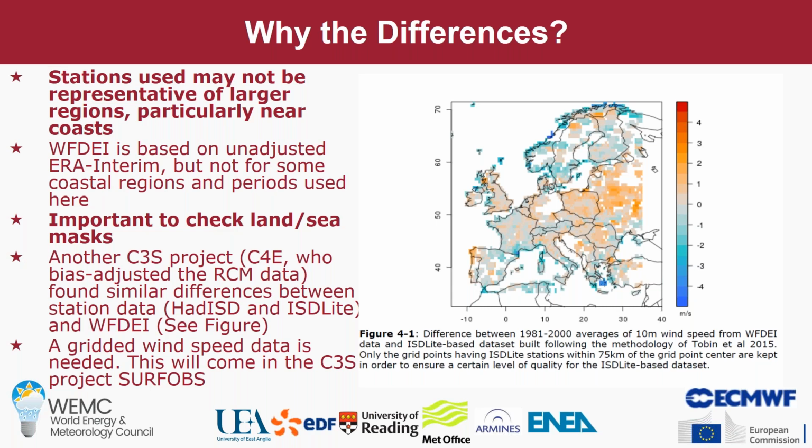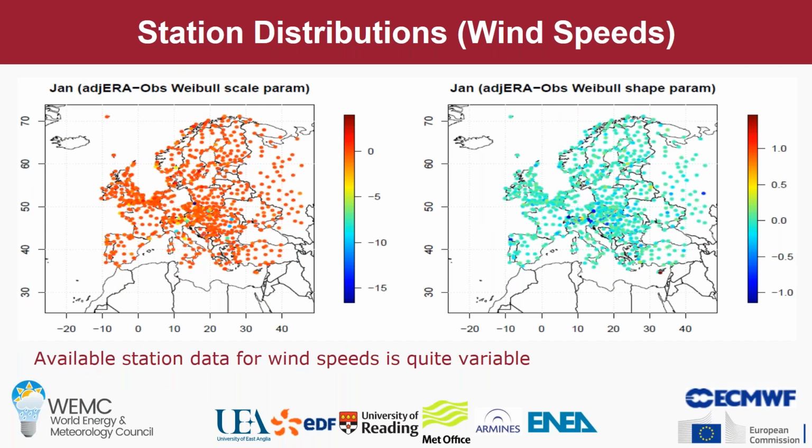And for wind, whether that inclusion or not can have an impact on the wind speed data, particularly for countries where the wind speeds tend to be lower, maybe in the Mediterranean compared to more areas of Northern Europe. It would be good if there was a gridded wind speed data set, and another C3S project called SURFOBS is going to look at this, but it might be several years before they've got together enough data from across Europe in order to produce one.